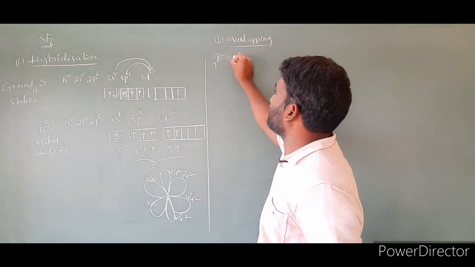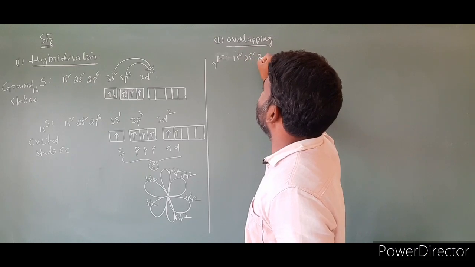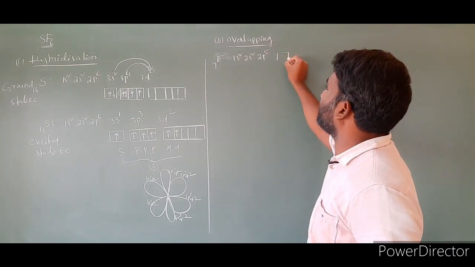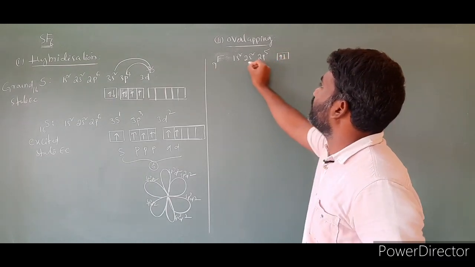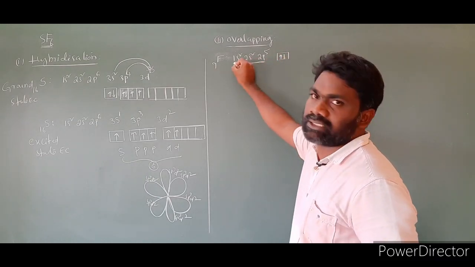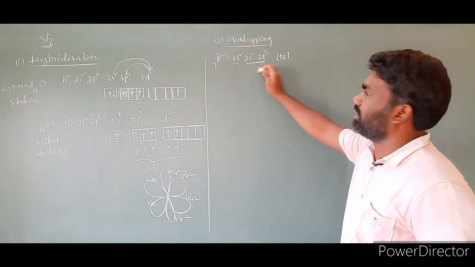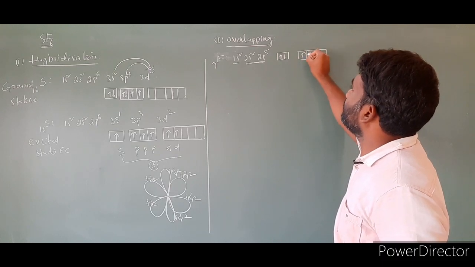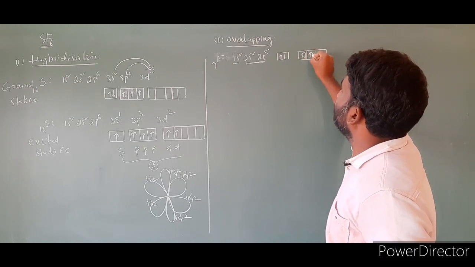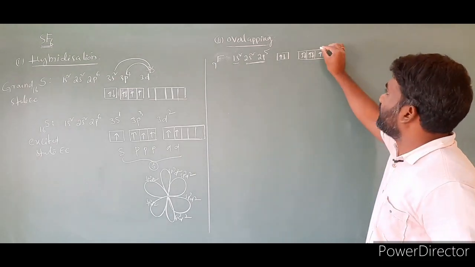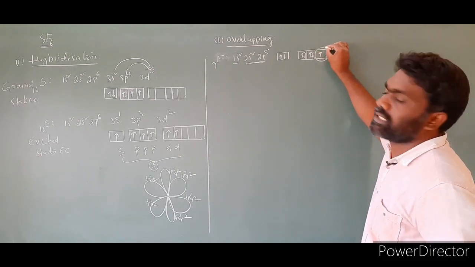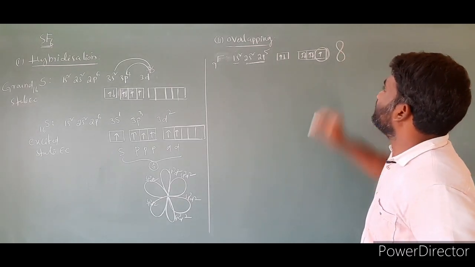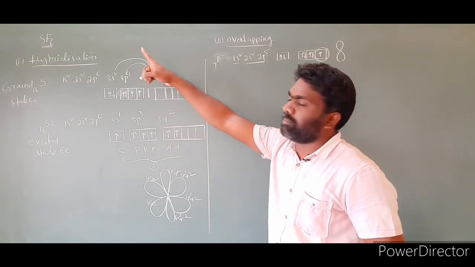Write the electronic configuration. The electron configuration is 1s2, 2s2, 2p5. For this case, we have to write an orbital diagram. I'm writing only the valence shell, I'm not writing 1s, so we have to consider only valence shell orbitals. And p orbitals, how many are there? 5: 1, 2, 3, 4, 5. Clear? So how many p orbitals are there with a single electron? Only one orbital with a single electron. This orbital we have to take.